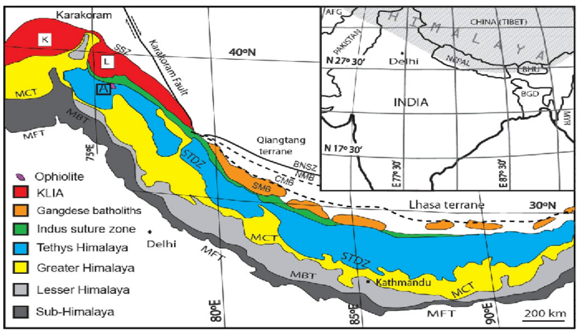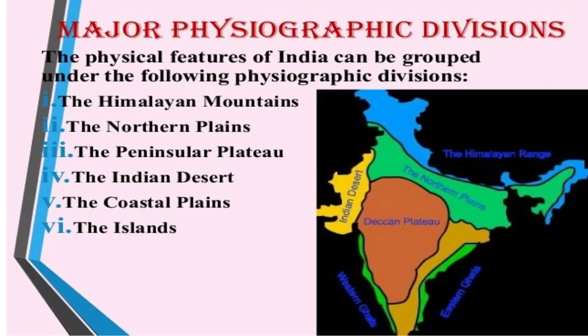Because of this reason, we can find the deepest valleys, high peaks, and fast flowing rivers in the Himalayas. Coming to the northern plains, these are formed of alluvial deposits. The peninsular plateau is composed of igneous and metamorphic rocks with gently rising hills and wide valleys. So this is the information about the Himalayas.